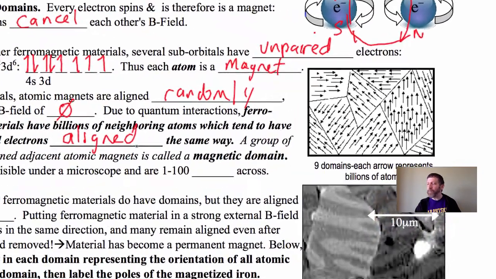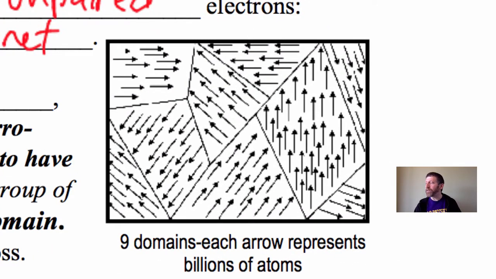A group of billions of aligned adjacent atoms that are atomic magnets is called a magnetic domain. In this picture, every one of these sections is a magnetic domain. Each one of these sections has billions of aligned atomic magnets. I'm outlining the domains. Each one of these individual arrows represents billions of atoms, so we're talking about many billions of atoms. This drawing has 9 different domains, and each arrow in a domain represents billions of atoms.